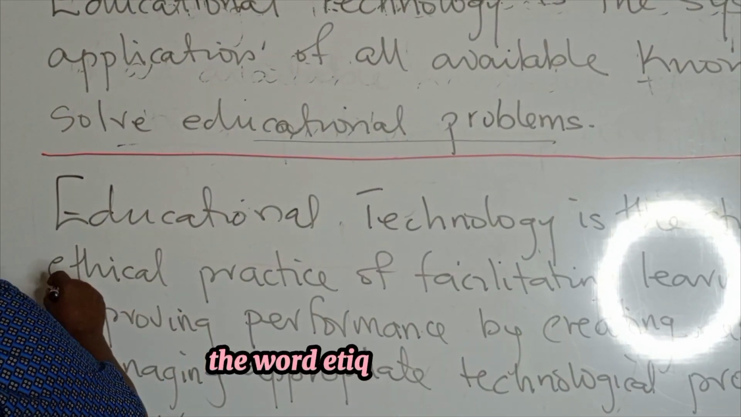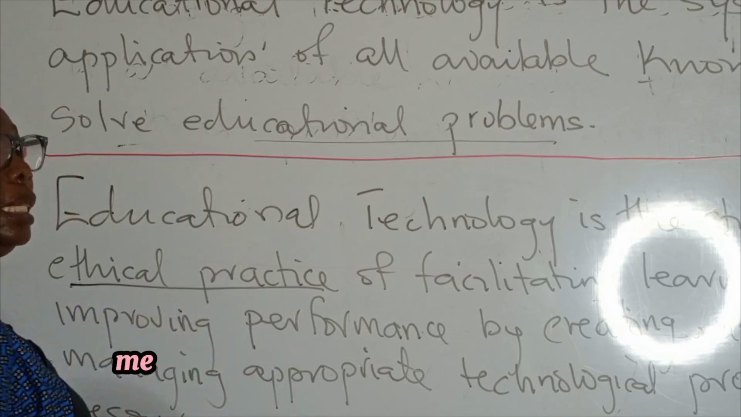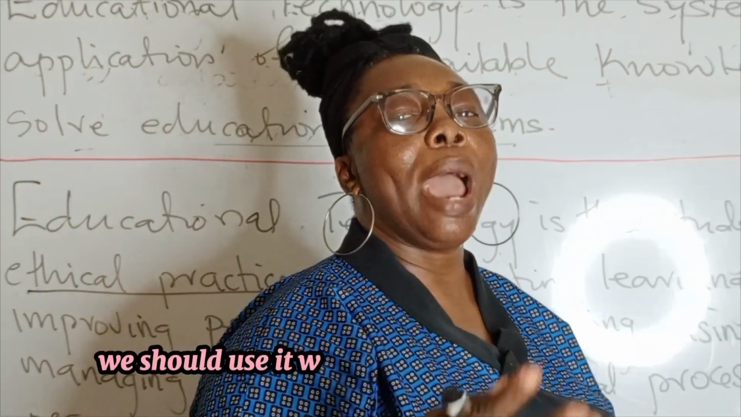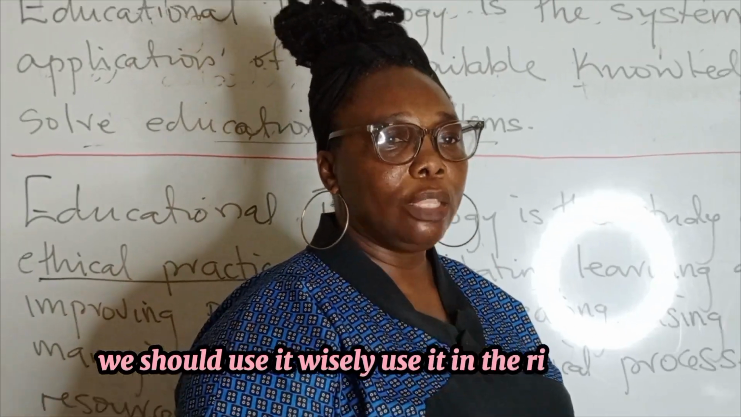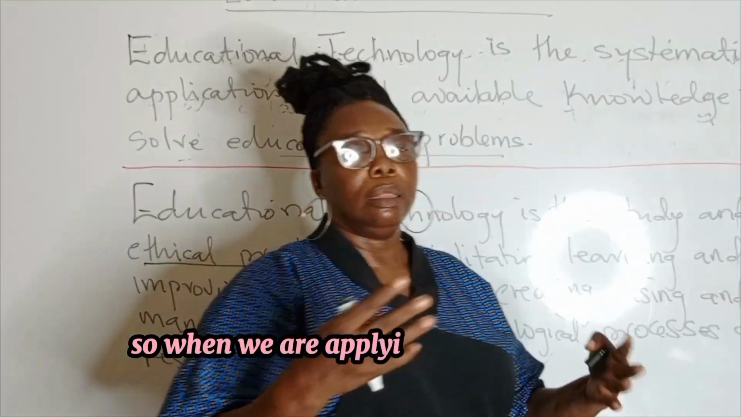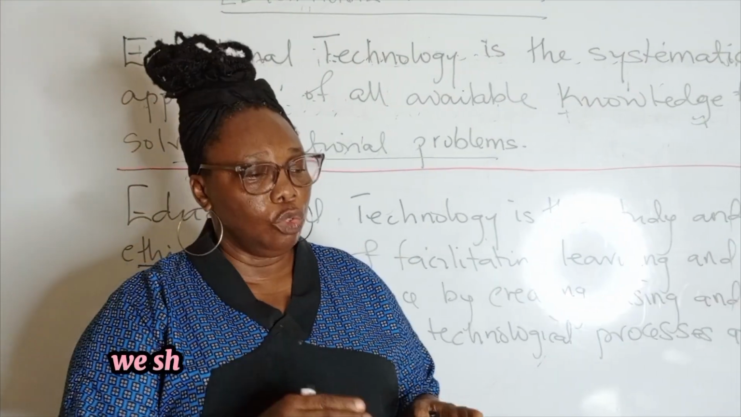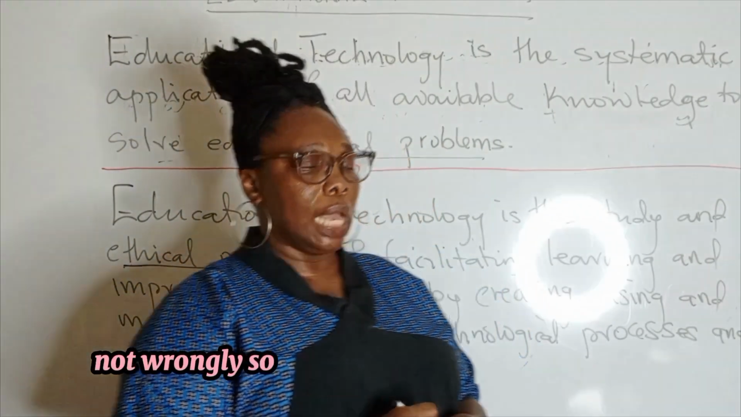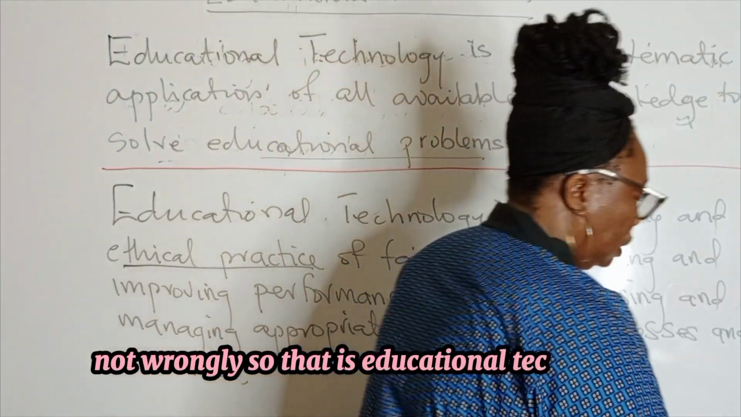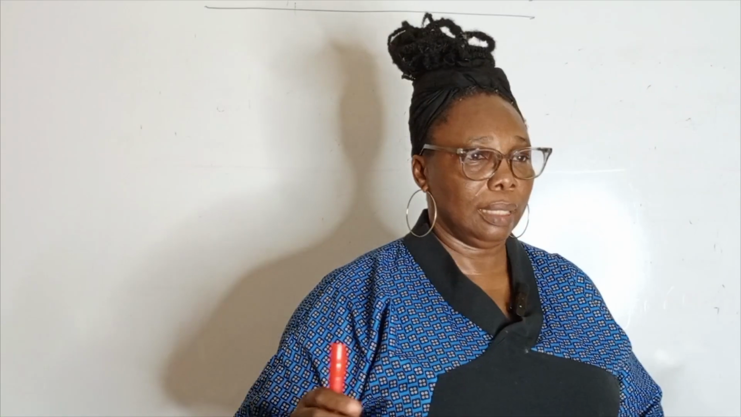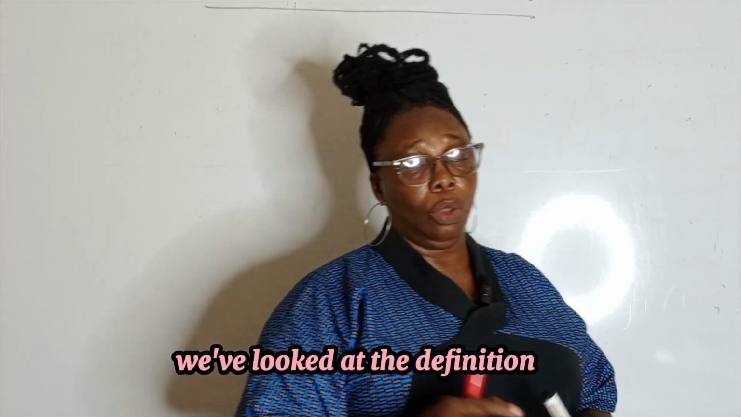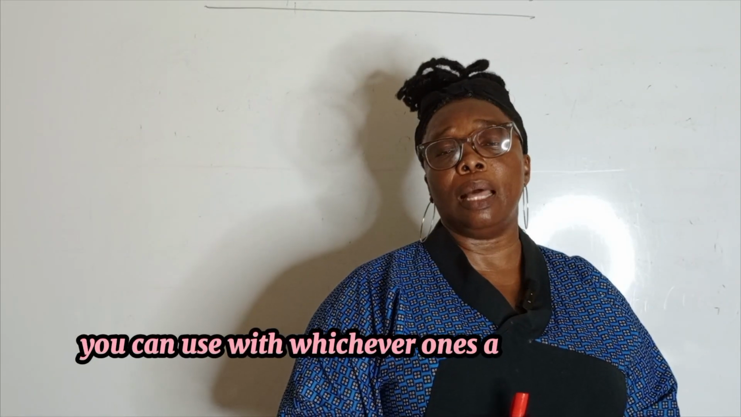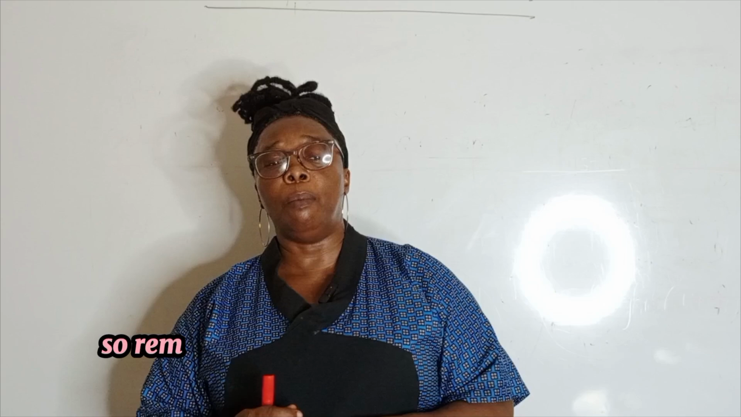The word ethical practice means that when we are using technology, we should use it wisely, in the right way. So when we are applying technology to education, we should use it in a way that is acceptable, not wrongly. So that is educational technology. We've looked at two definitions of educational technology. You can use whichever one is applicable to you or will remember more.